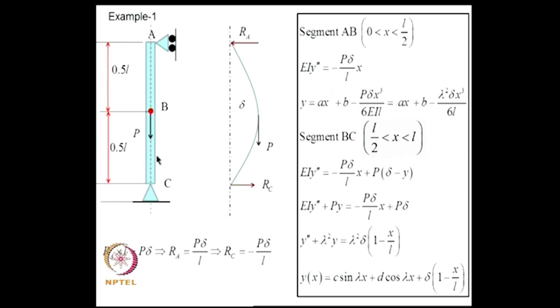So, now if I consider segment AB, I can write the equation EI y double prime is minus P delta x by L. The reactions are found here. You take moments about this here, Ra into L is P into delta. So, Ra will be this and Rc will be, by considering equilibrium in the horizontal direction, I get this. So, using that I will be able to write the equation for segment AB, and I have y is ax square plus b.